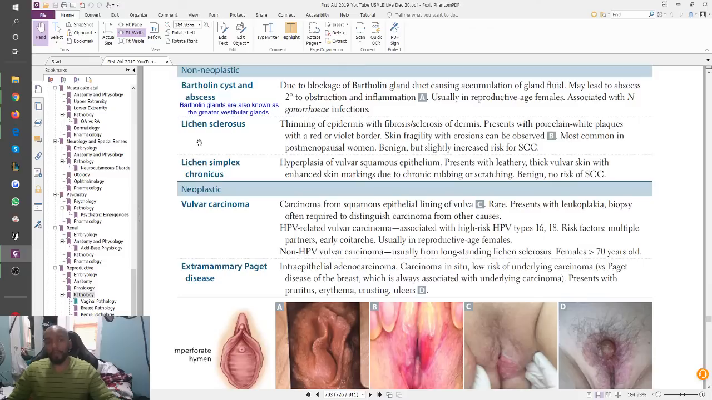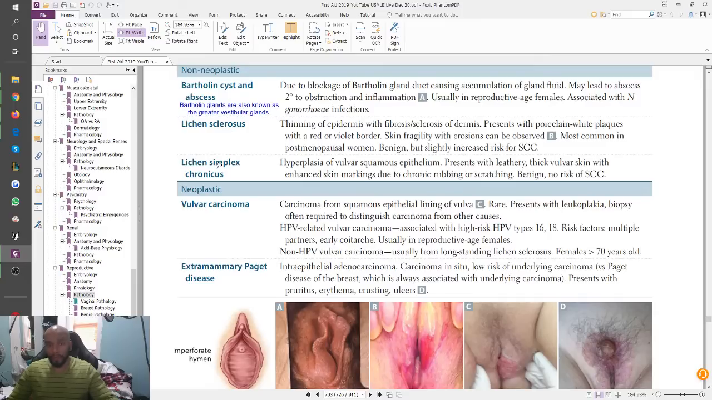So this is similar, as you can tell from the name. Hyperplasia of vulvar squamous epithelium presents with leathery, thick vulvar skin with enhanced skin marking due to chronic rubbing or scratching. Benign and no risk of squamous cell carcinoma. So there's a very clear difference between the two. The leathery part is the simplex chronicus, and sclerosis is just sclerosis, right?